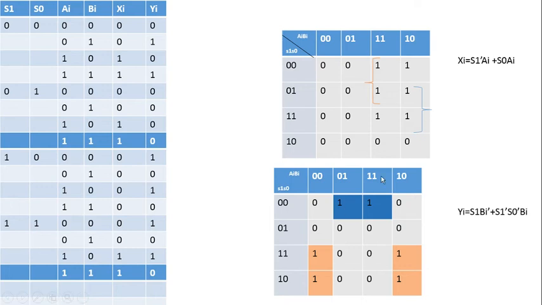And similarly, combine these 16 values of yi arranged properly in the Karnaugh map, and while simplifying this, we get a combinational circuit for this yi input of this parallel adder as S1 bi complement plus S1 complement S0 complement bi. Okay, now we can draw the circuit.